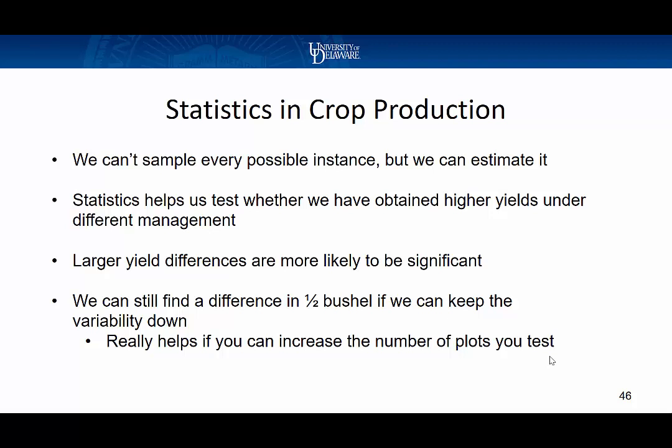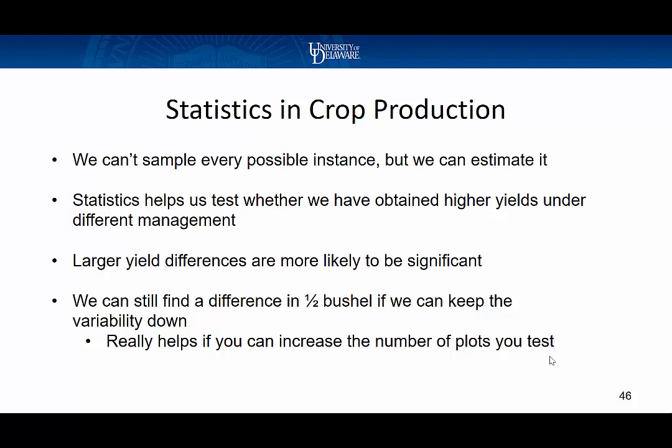So I think I went even faster than last time, but that's okay because you guys are ready to go home. Statistics in crop production: we can't sample every possible instance. That's what I was trying to point out to you. When they talk about population, we can't really know what it is. We have to take a subsample of that. And how you set up that study, or how someone else sets up that study that you read, is very important. It's hard to get that information sometimes.